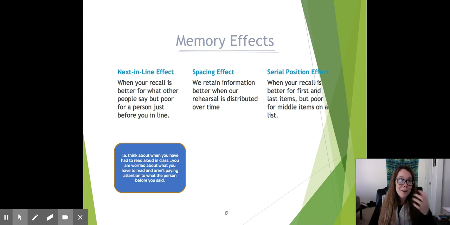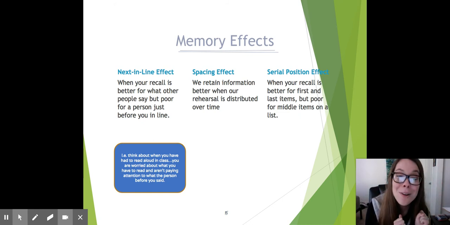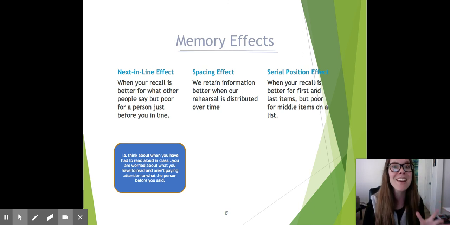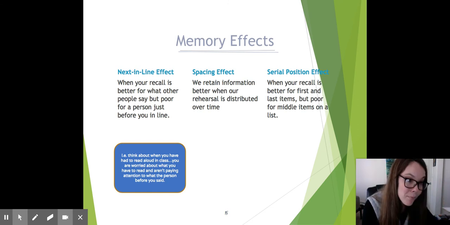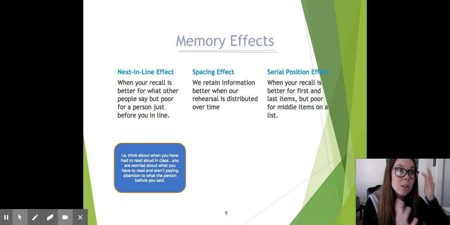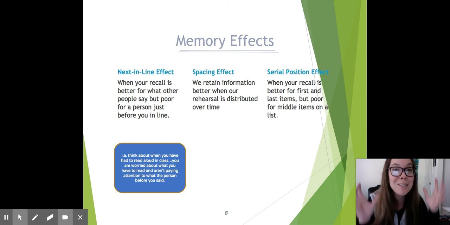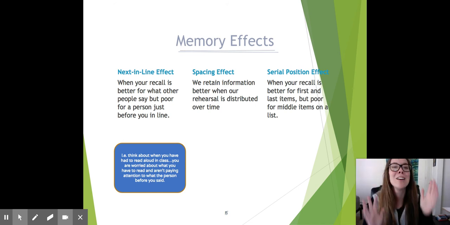And then there's the spacing effect, where we retain information better when our rehearsal is distributed over time. I'm going to say that again for all my people who like to cram the night before a test. We all know who you guys are. It's okay, I've done it too. But it shows that our ability to recall is a lot better when we space our studying over a certain amount of time, okay? Our brain is able to process and encode shorter little chunks than long ones, especially if you're cramming and you're not sleeping. We all know that REM sleep is how our brain encodes memories, right? So little chunks.